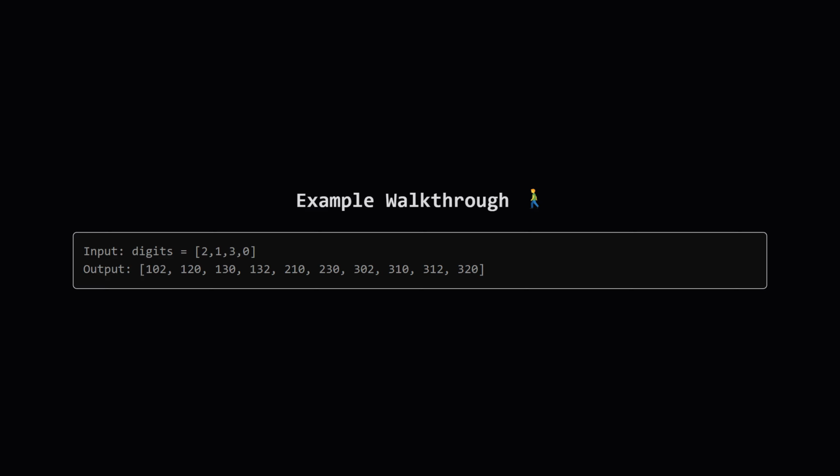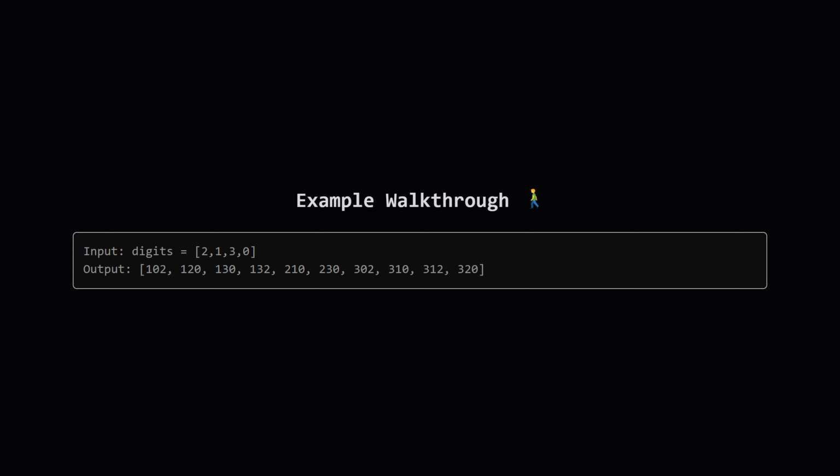Suppose our input list, called digits, has the numbers 2, 1, 3, and 0. We need to find 3-digit even numbers. Can we make 102? Yes, because we have a 1, a 0 and a 2 available in our list, and 102 is even. How about 120? Yep, we have a 1, a 2 and a 0, and it's even. 130? We have the digits, yes, it's even. 132? Got them, yes, even. We keep doing this.